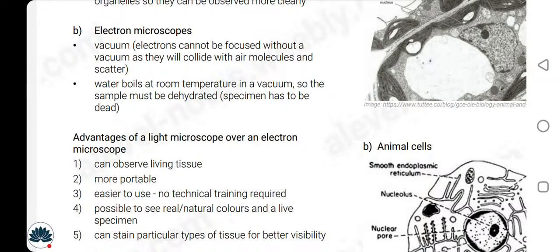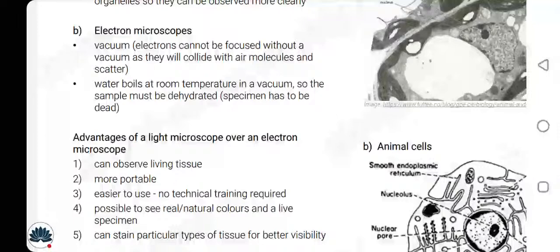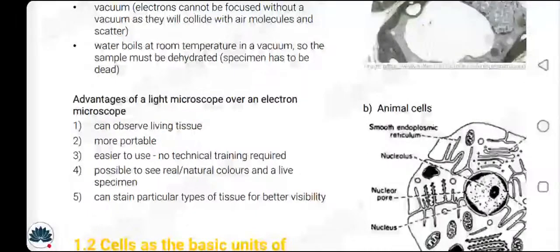This is the point. I request you to write down the key points I'm telling you, because these are the basic MCQs that appear in the paper. The advantages of a light microscope over an electron microscope are that it can observe living tissues, is more portable, is easier to use, requires no technical training, and makes it possible to see real natural colors and a live specimen. It means that the electron microscope has black and white images, and the light microscope can stain particular types of tissue for better visibility.